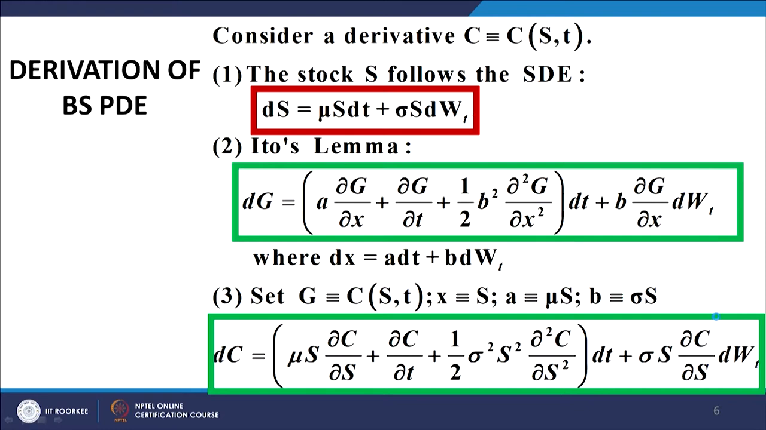Then we get from Ito's equation, that is from the equation in the upper green box, the equation dc is equal to the expression given in the lower green box here. So, this is the expression for the total derivative of the price of the derivative.